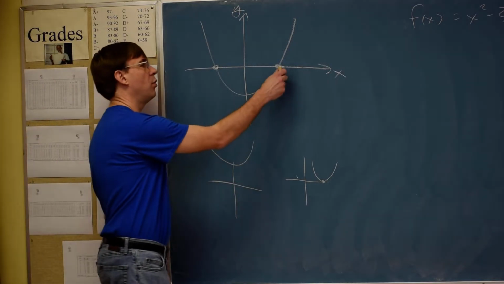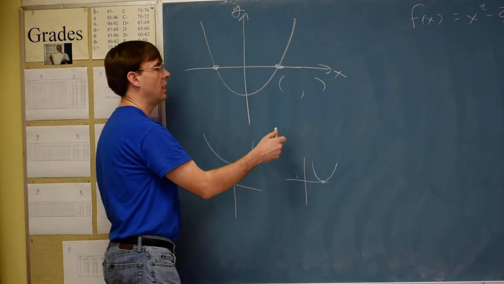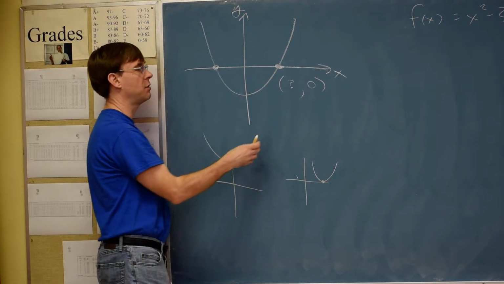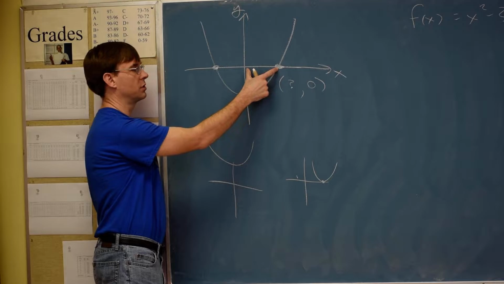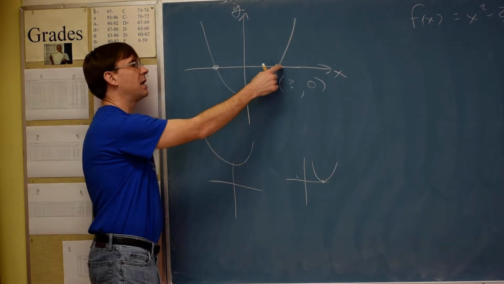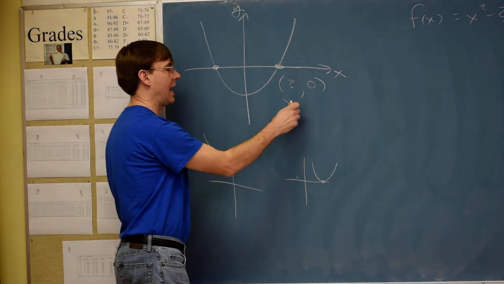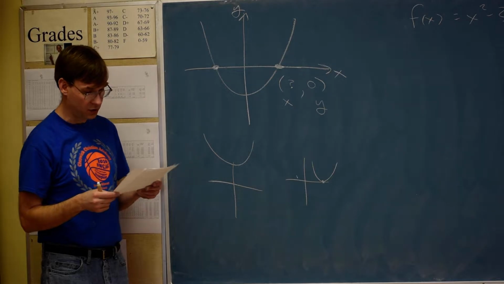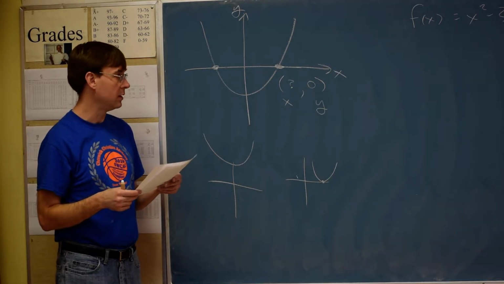Reminder that points like this would always be some number and then 0. This might be like (4, 0) or something. Maybe this is like (-3, 0). But any point on the x-axis has an x coordinate that's a number and a y coordinate that's 0. That's just how that has to be.